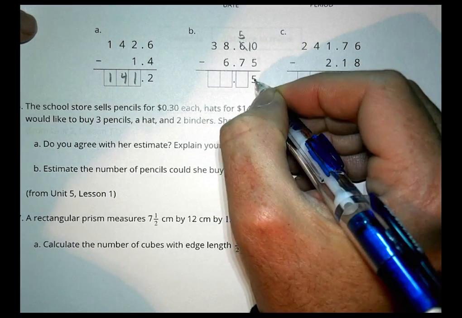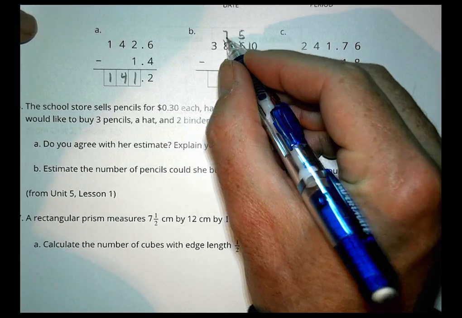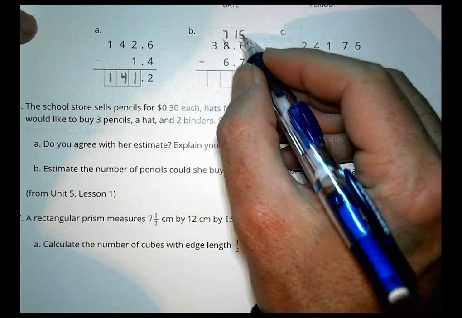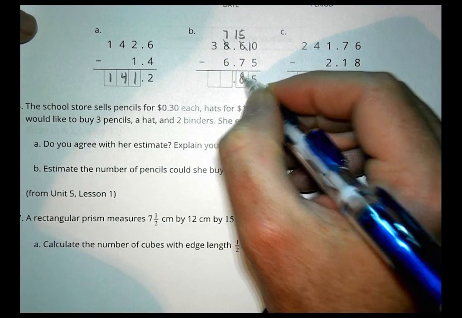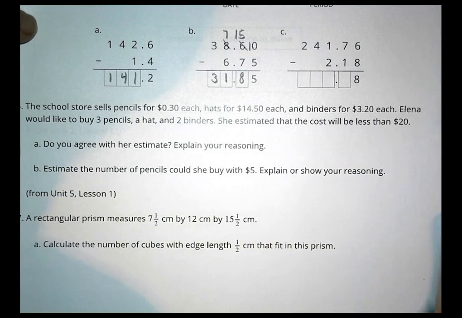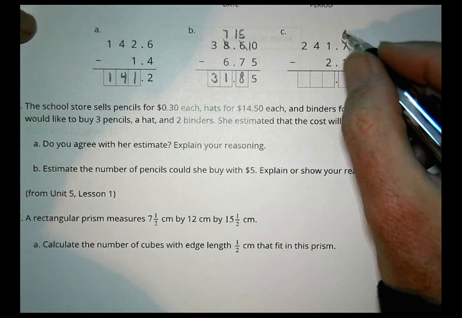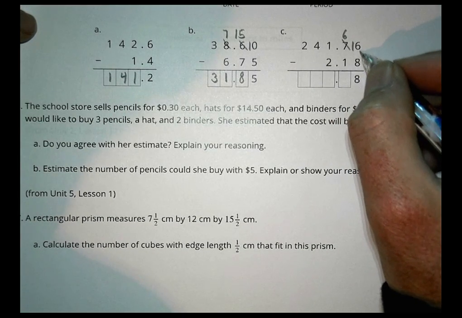10 minus 5 is 5. We can't do 5 minus 7, so we have to borrow from here. That becomes a 7 and a 15. 15 minus 7 is 8. 7 minus 6 is 1, and we have 3 right there. 6 minus 8, I can't do that, so I borrow from here, so it becomes 1 less. This becomes 16 minus 8 is 8.